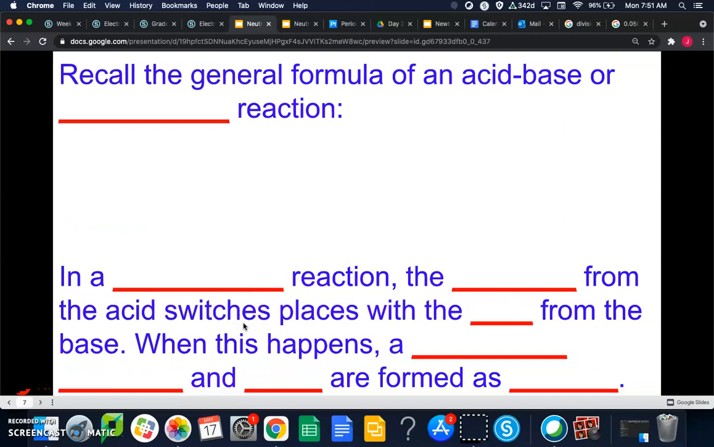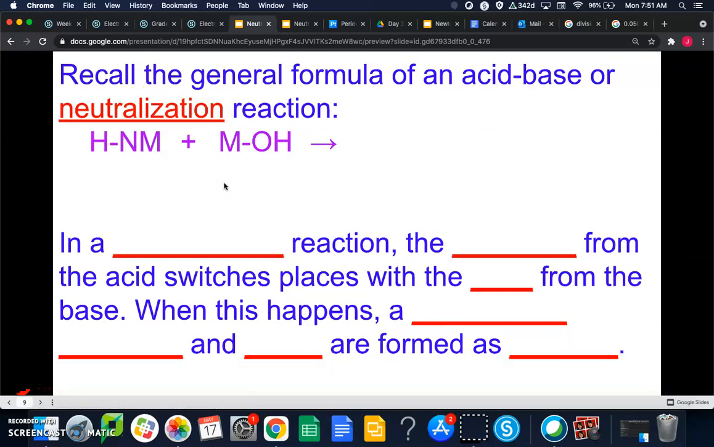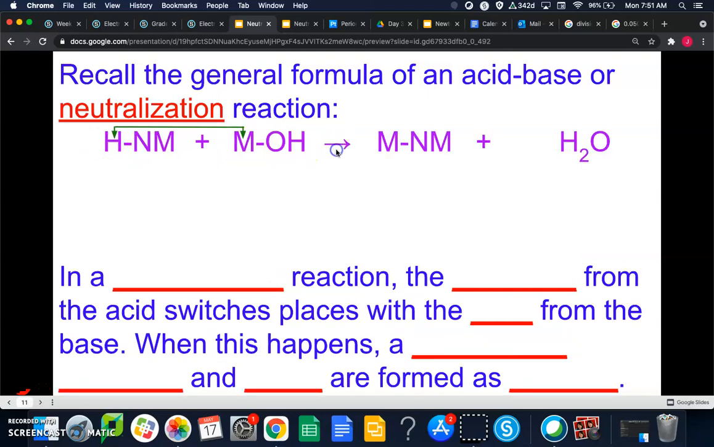Okay, so recall the general formula of an acid-base reaction, or the other name for that, a neutralization reaction. When I say neutralization reactions, I just mean when we're reacting an acid with a base. So the general formula is HNM, which is really just an acid, plus MOH, which is really just a base. Now what happens here is the H from the acid is going to switch places with the metal from the base, and so that's going to produce this.